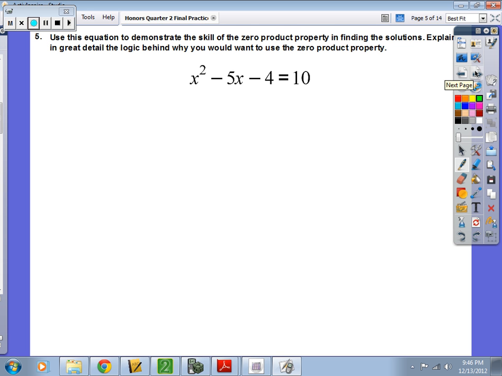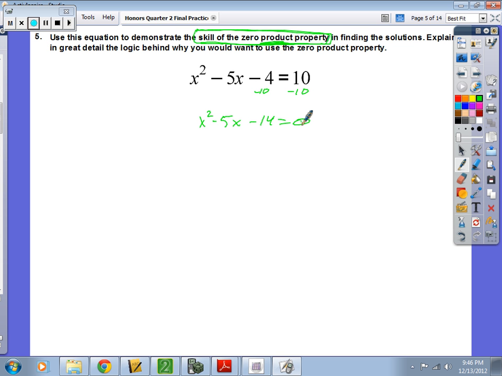Alright, here we go. Now let's find the solutions of this quadratic equation. Use the skill of the zero product property. The zero product property is if I can write a product, a multiplication problem, that equals 0. So let's get everything on the same side. Let's minus 10, minus 10. You've got x squared minus 5x minus 14 is 0.